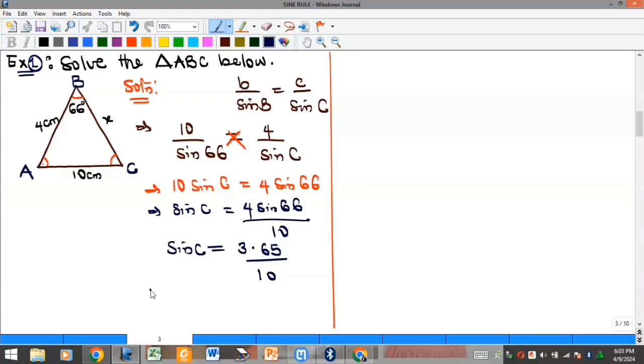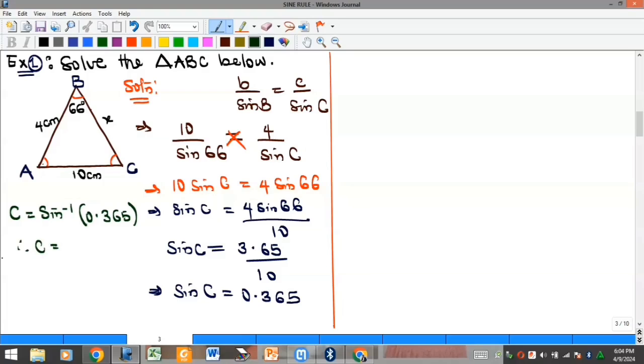So from here, it means that sine C alone is now equal to, if you divide this, 0.365. So how do we then get our C? Of course, the sine will come over to this side, and when it does, it becomes the inverse. So we are looking for the inverse sine of 0.365, and if you check that, it is 21 degrees approximately. And that is the value of C.